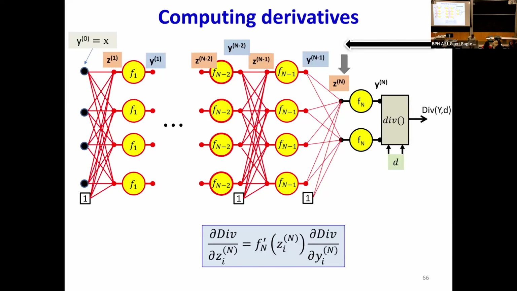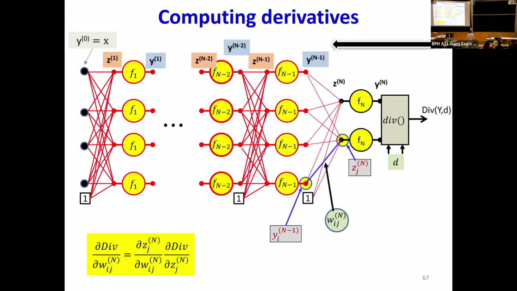Okay. So then I can take a step back. Now I can say, what is the derivative of my divergence with respect to this weight? And using the same chain rule, the derivative of the divergence with respect to this weight is going to be the derivative of the divergence with respect to z times the derivative of z with respect to the weight. And what was the relationship we had?